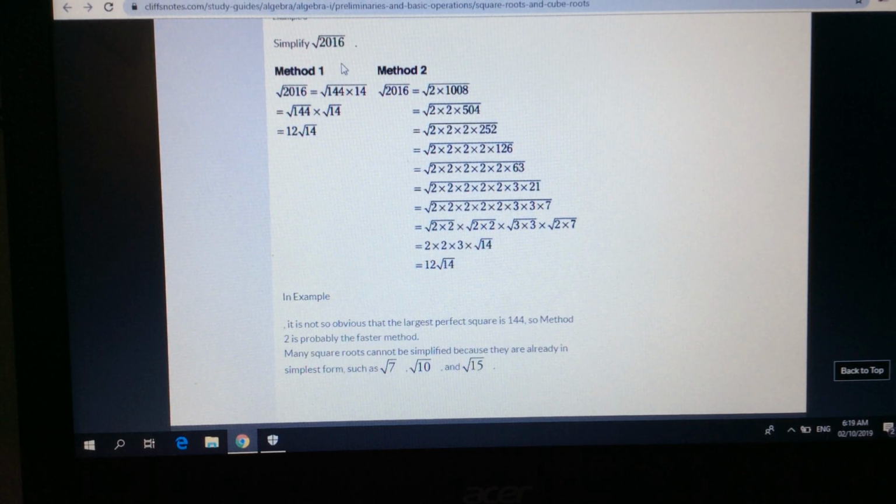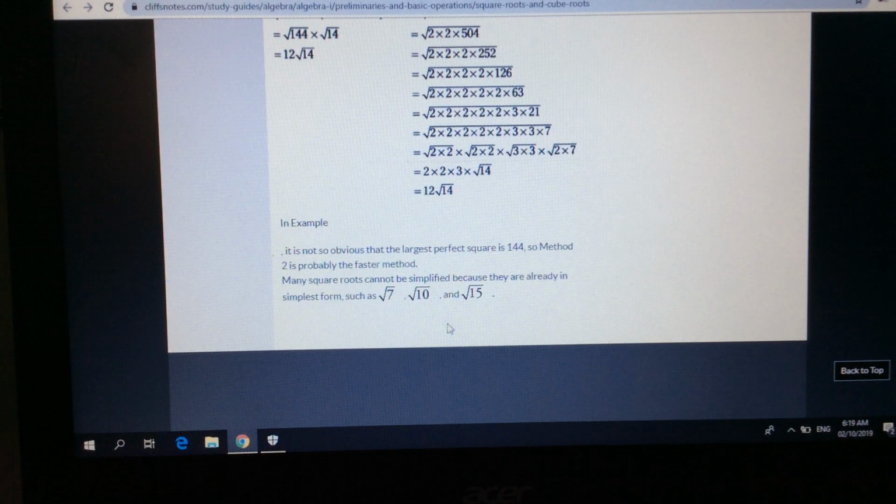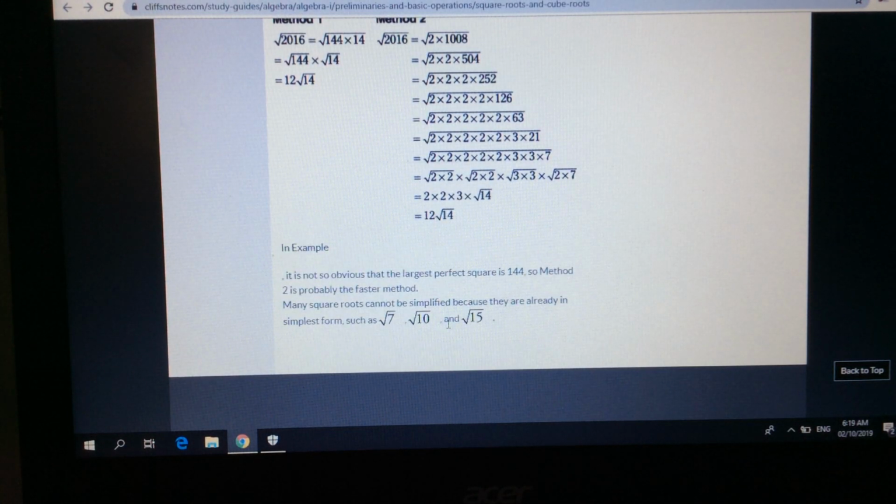So it's easy to do method 1 instead of method 2 for large numbers. It is not obvious that the largest perfect square is 144, so method 2 is probably the faster method. Many square roots cannot be simplified because they are already in the simplest form.